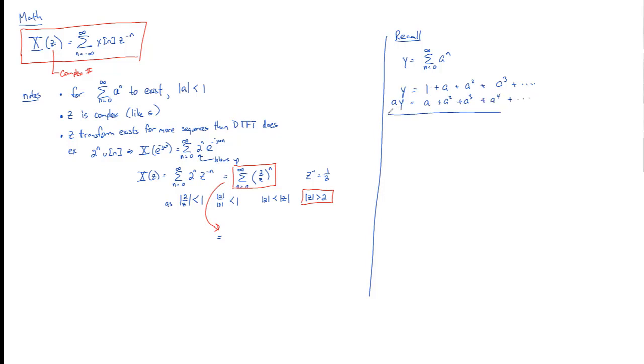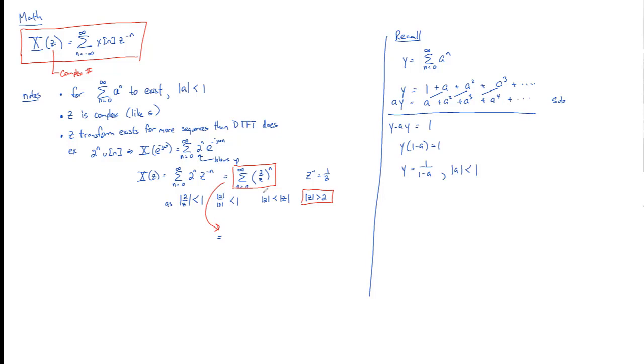And now we will subtract them. So we get y minus ay up here. And of course, when we subtract all these things, this a subtracts from that, this a squared subtracts from this, and the only thing we're left with is just 1. So that means our y times 1 minus a is equal to 1, and therefore y has to equal 1 over 1 minus a. And of course, this is only true if the absolute value of a starts off as less than 1.